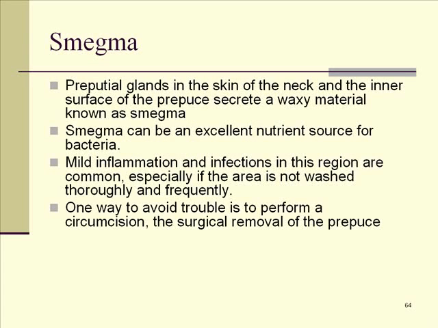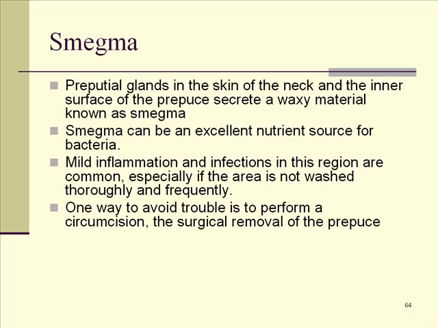This is a gland in the portion of the skin in the inner surface of the prepuce that secretes a waxy material referred to as smegma. Smegma can be an excellent nutrient source for bacteria. You see this in uncircumcised males with poor hygiene, an accumulation of wax under the foreskin.